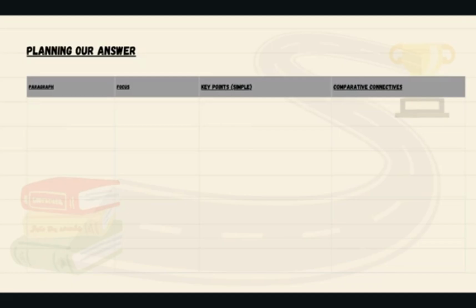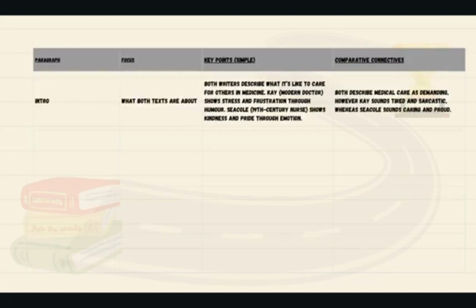So if we first plan the intro, we can see that the intro focuses on what both texts are about. So we can say that both writers describe what it is like to care for others in medicine. Kay, who is the modern doctor in source A, shows stress and frustration throughout his humour, whereas Seacole, in source B, who is a 19th century nurse, shows kindness and pride through emotion. And as a comparative connective, I've said both describe medical care as demanding. However, Kay sounds tired and sarcastic, whereas Seacole sounds caring and proud.